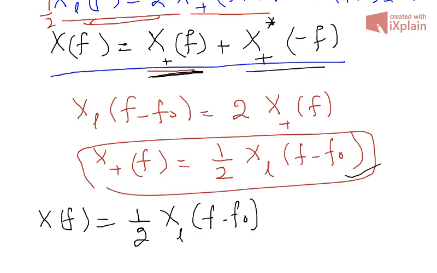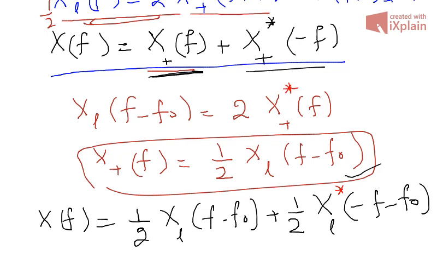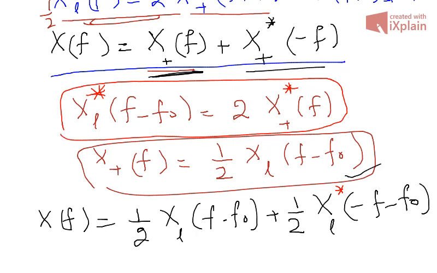So this would be equal to plus half XL minus f naught, and we should have a conjugate here, because if you take the conjugate, you take the conjugate on both sides. Conjugate of this would be the conjugate of this. So from here we can see the conjugate and the conjugate of minus f, right? You have minus f, so you just replace it with minus.